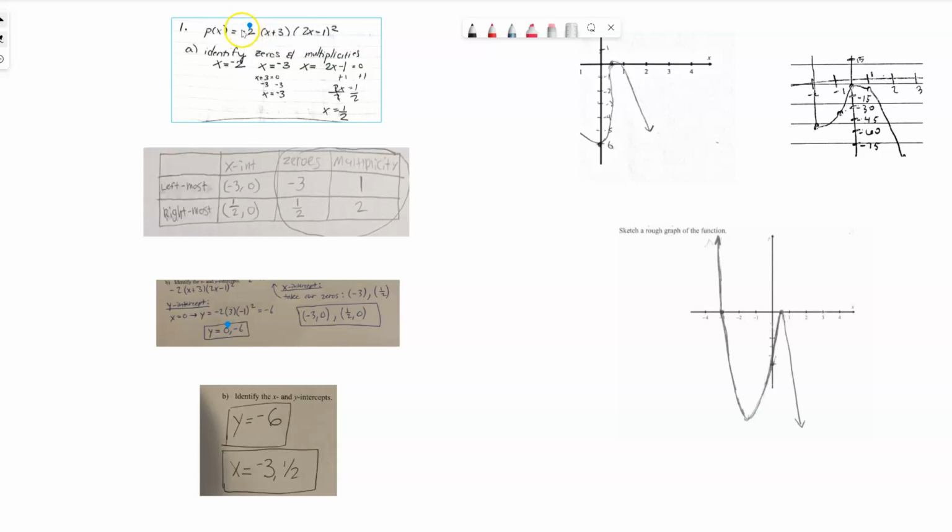I want to point out that only the factors that have a variable in them can change their values and possibly become 0. For example, x plus 3, x equals negative 3 is the 0. And you see the work, setting x plus 3 equal to 0 and solving, you get x equals negative 3. Similarly with the 2x minus 1, set it equal to 0, solve for x, there's your 0. But the negative 2, there's no x value. And so that can't equal 0.